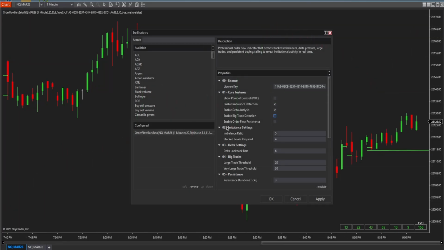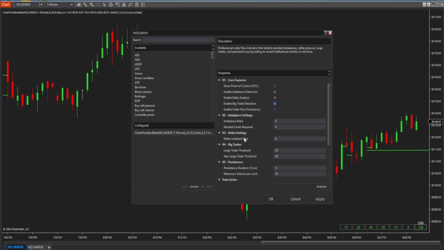Okay, so now we're going to go over enable big trade detection. This one is pretty big, and I use this constantly. Every day, I always use this with the imbalance detection area and with the delta analysis. When you enable this, it is going to show bubbles and dots of big trade detection. Now, you need to configure the large trade threshold and the very large trade threshold. A large trade threshold of 20, and then a very large trade threshold of 30.